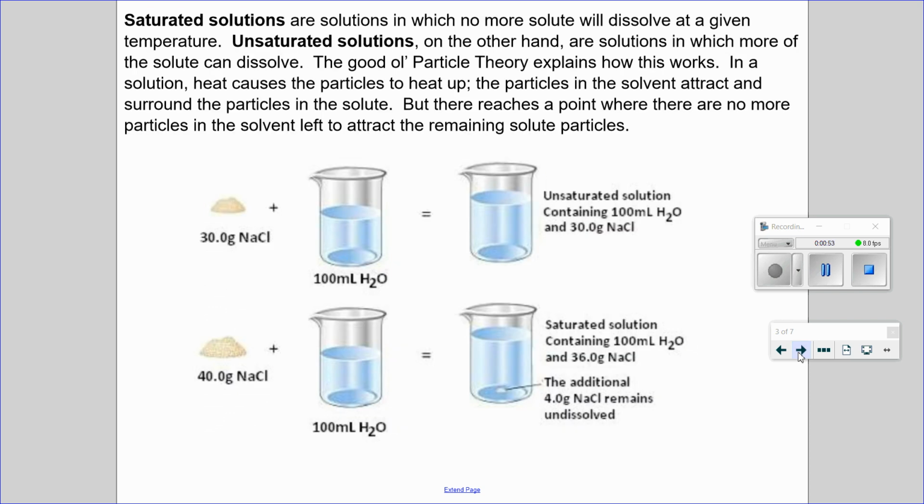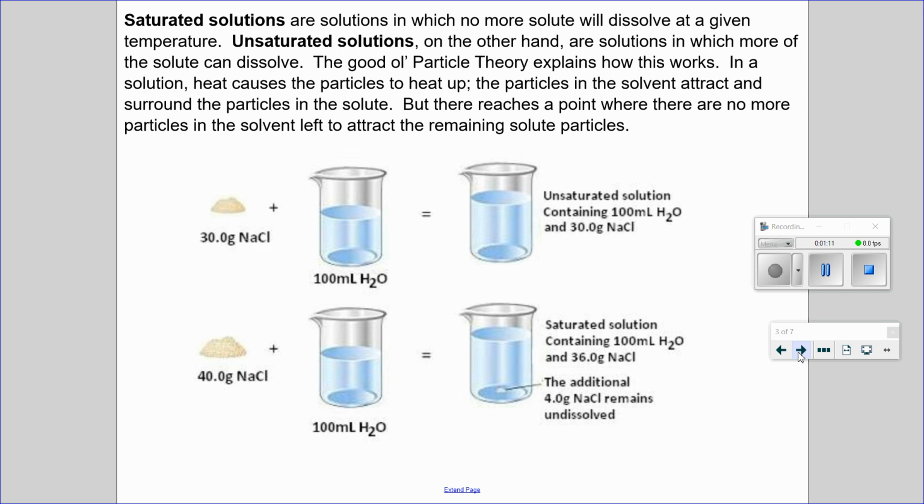Saturated solutions are solutions in which no more solute will dissolve at a given temperature. Unsaturated solutions, on the other hand, are solutions in which more of the solute can dissolve. The particle theory explains how this works.